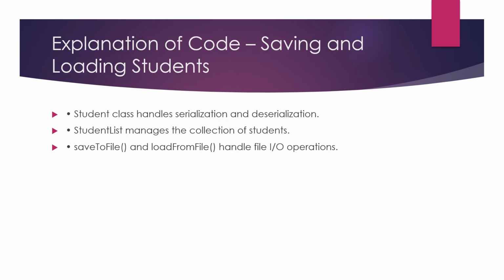Let's walk through the code. The student class handles the serialization and deserialization of individual students. The student list class manages a collection of students, providing methods to save the list to a file and load it from a file. The main function demonstrates how to add students, save them to a file, and later load and display them.